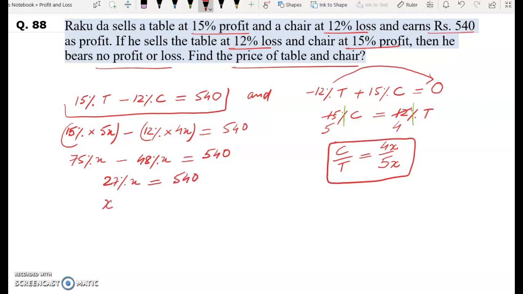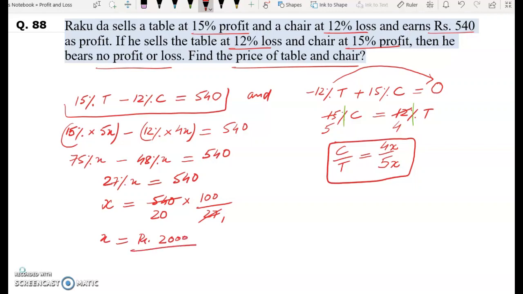So the value of x will be how much? X is equal to 540 divided by 27%. So if we multiply, 100 will go up, 27. 27 into 1, 27 into 2 is 54, 0. So the value of X will be rupees 2000.